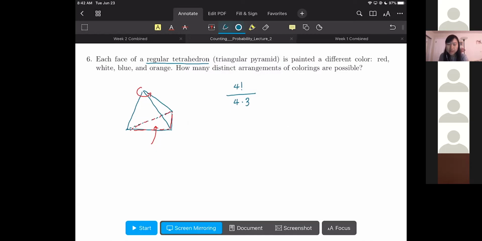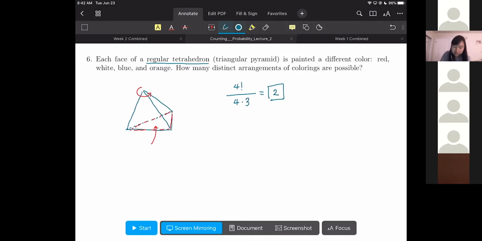Does everyone see why that's the case? Yeah. So in this case, this actually gives us, there's only 2 distinct ways. I'm sorry, but I'm not sure I quite understand this one.